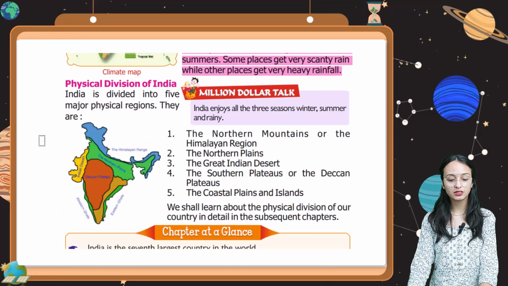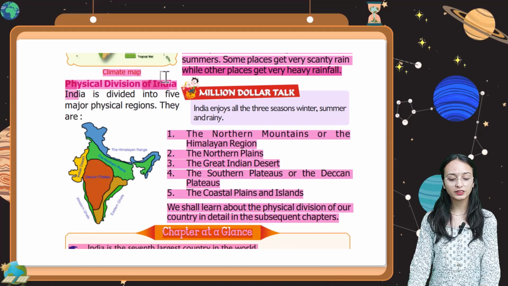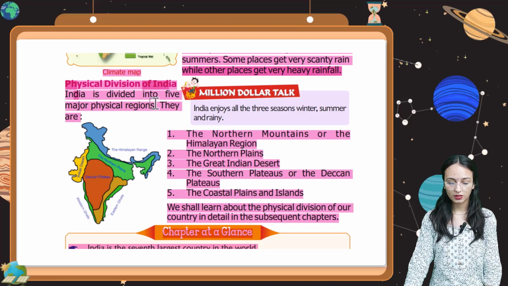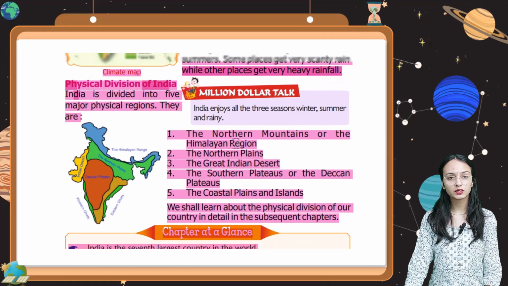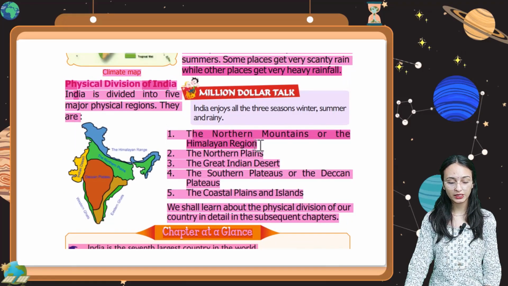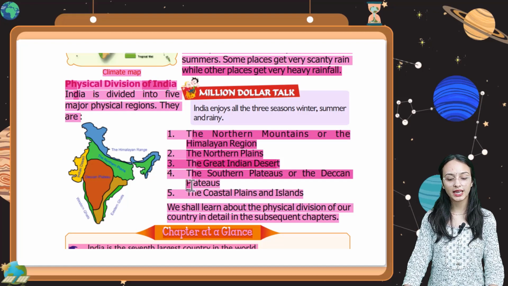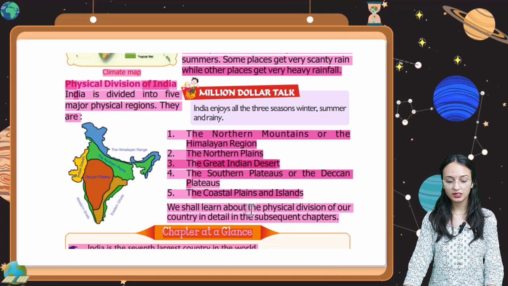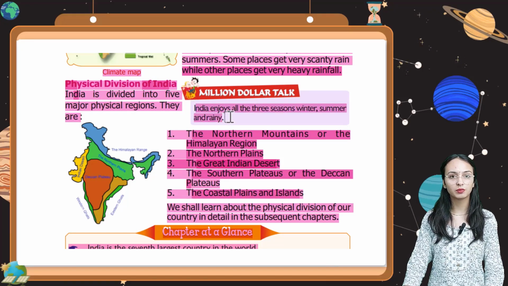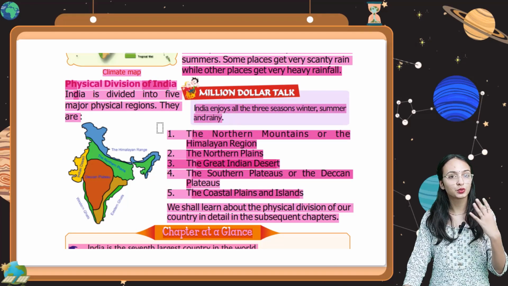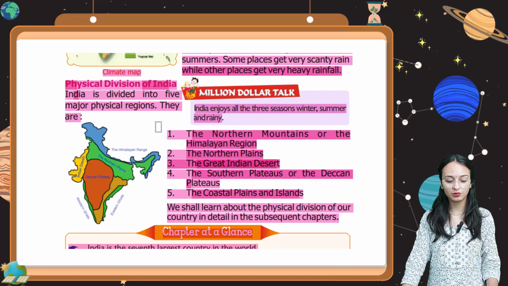Now we will see the physical divisions of India. India is divided into 5 major physical regions, and they are the northern mountains or the Himalayan region, the northern plains, the great Indian desert, the southern plateaus or Deccan plateau, the coastal plains and islands. India enjoys all the 3 seasons, winter, summer and rainy. So in India, we experience all the 3 seasons. And which are those seasons? They are winter, summer and rainy.